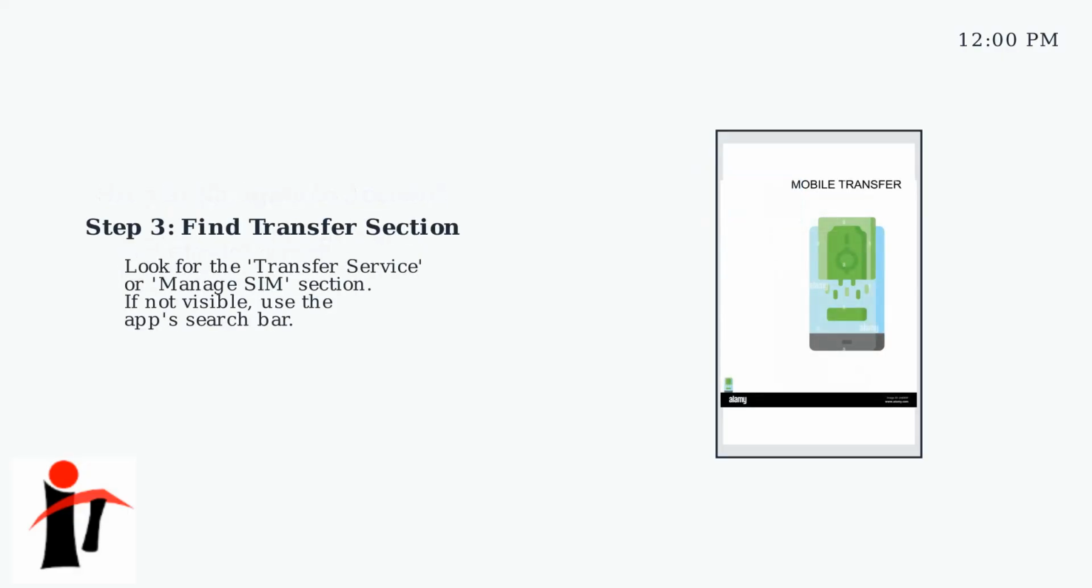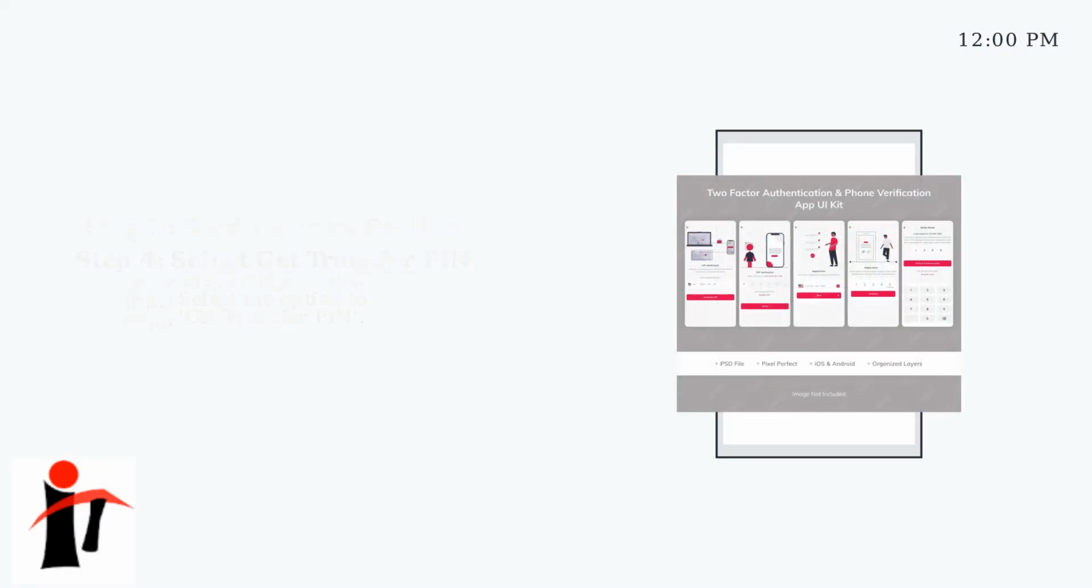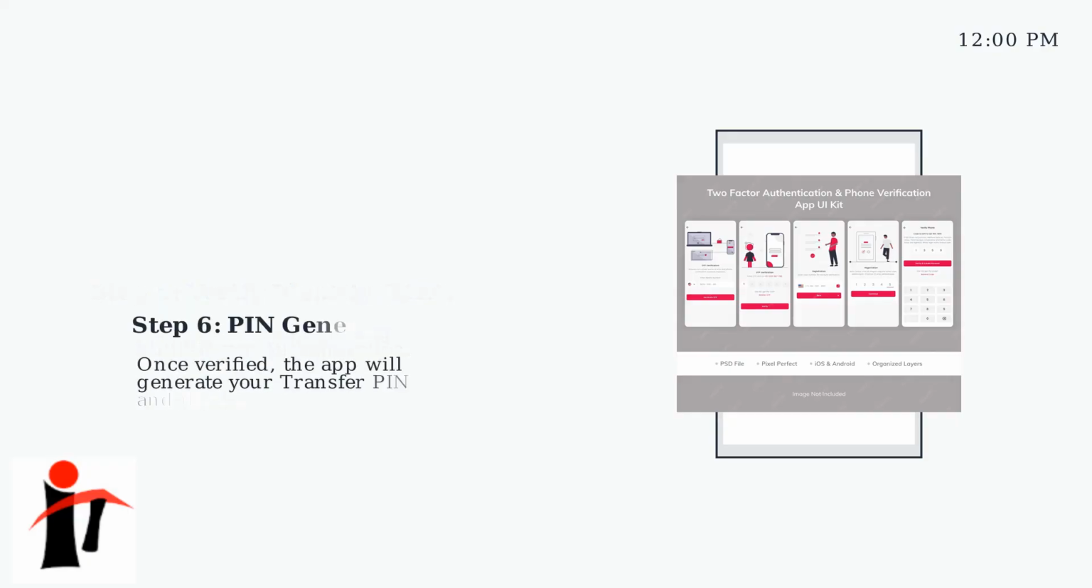If you can't find it, use the app's search bar and type Transfer PIN. Select the option to get Transfer PIN. You'll now need to verify your identity using multi-factor authentication. This might involve entering a code sent to your email or phone number, or using your fingerprint or Face ID. Once verified, the app will generate your transfer PIN and display it on the screen.